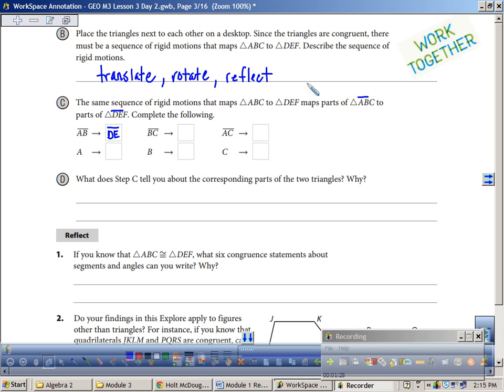So using that same strategy, what would be congruent to BC? See how it says BC? What would be congruent over here? EF. And AC? Here's A and C, so that would be D and F.